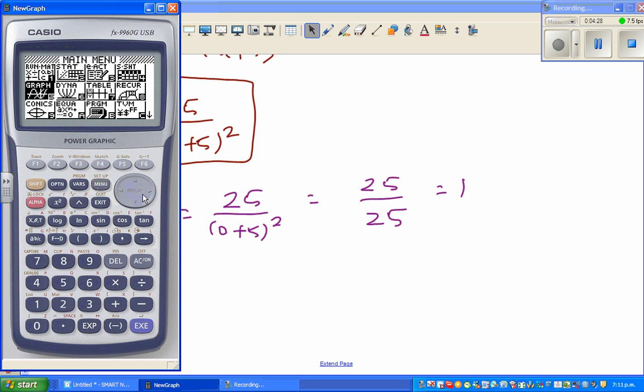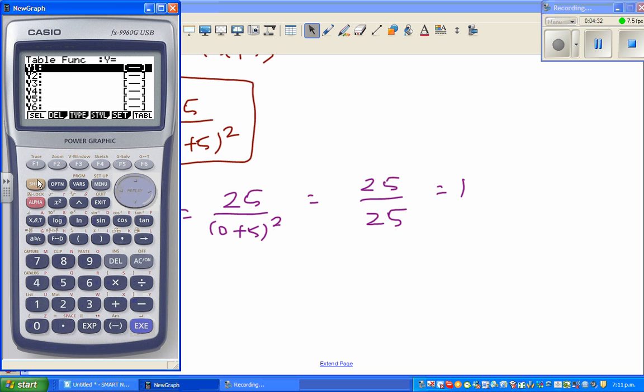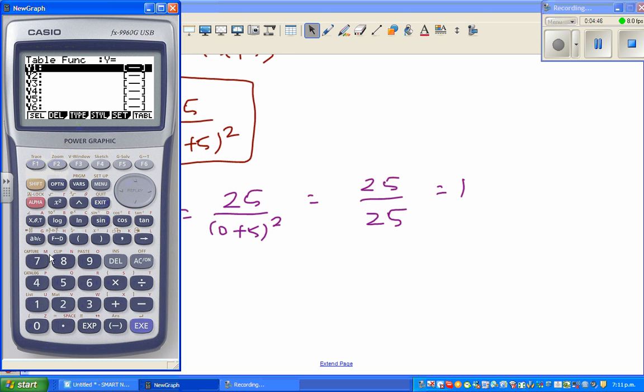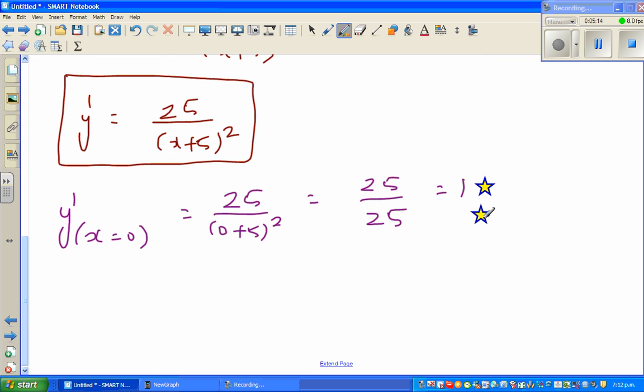So go to menu and go to table. Before typing in the equation, go to setup and see whether the gradient function derivative is on. It should be on. If it's off, you have to turn it on, and then you go to exit and type in the equation for the function, which is 5x divided by x plus 5. Close the bracket and set it to start from 0 to 5. I'm only interested at x is equal to 0. So when x is 0, y is 0, and your gradient is 1. So you should be very happy with yourself. You can give yourself 2 stars. Okay, moving on to the next question.